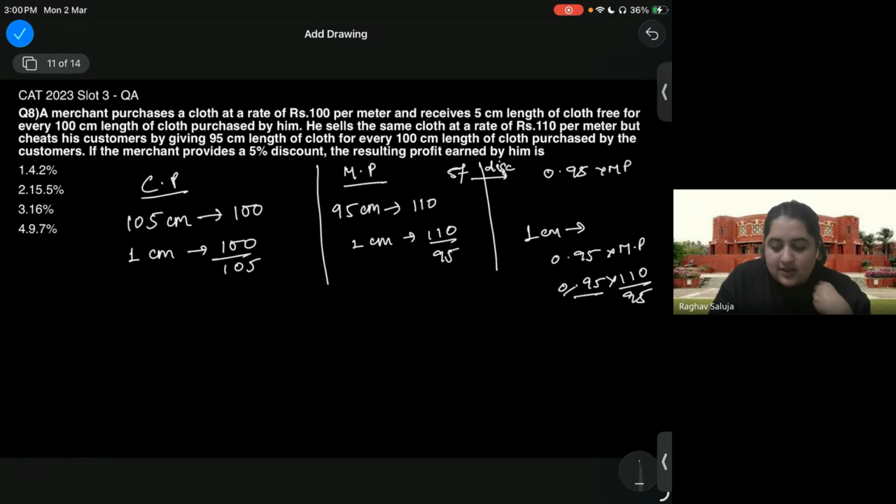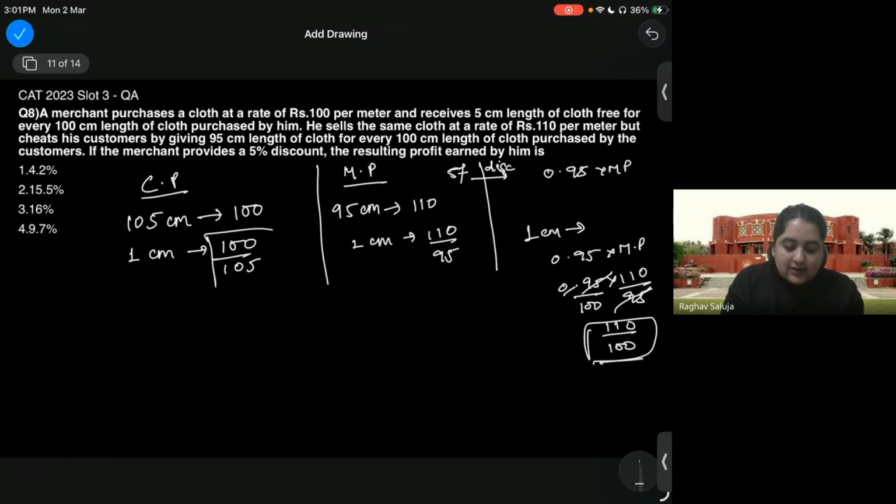So see, CAT has made your life so much easier. 95 and 95 is cut. So this is nothing but 110 by 100. This is our selling price for 1 centimeter, and this is our cost price for 1 centimeter. Now we have to find the resulting profit percentage earned by him. So selling price minus cost price upon cost price into 100 will be our profit percentage.